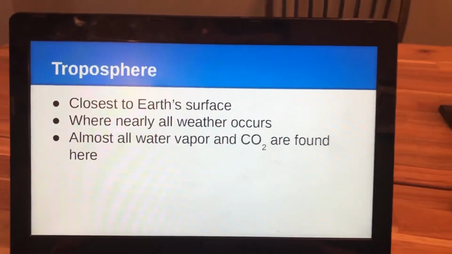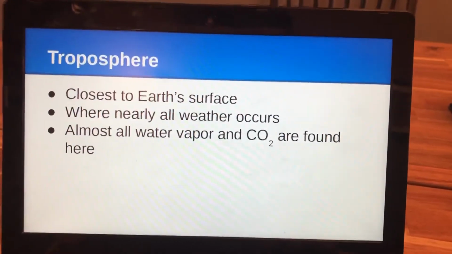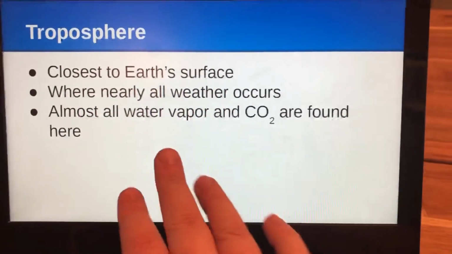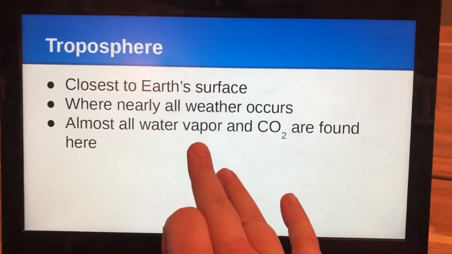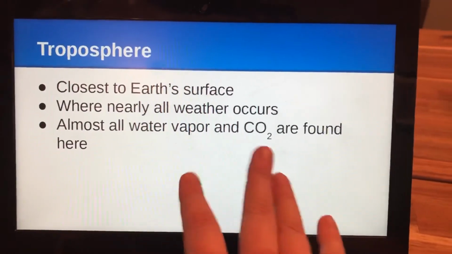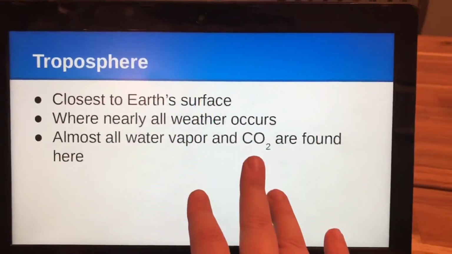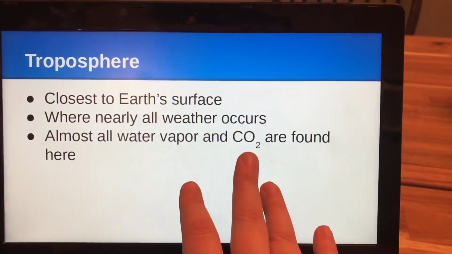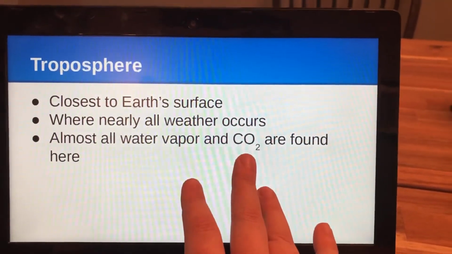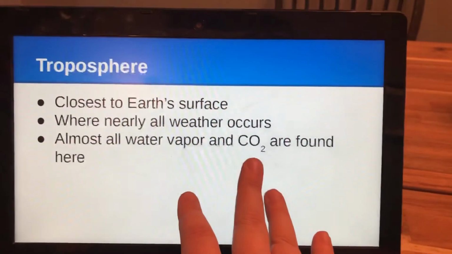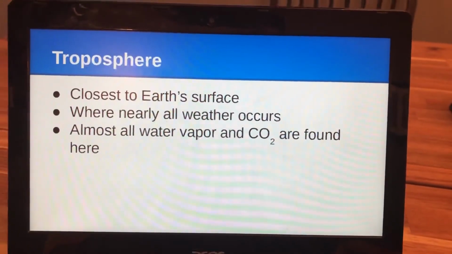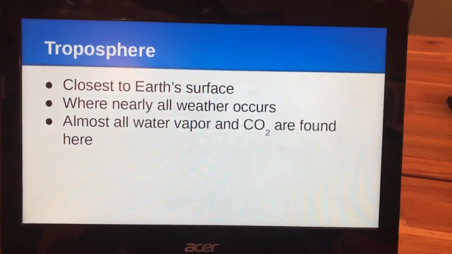Like I said, it's where all weather occurs, and it's where all the water vapor and carbon dioxide are found. Water vapor in the form of humidity and clouds is why all the weather happens here. And CO2, carbon dioxide, is mostly found in the troposphere as well, partly because it's a natural byproduct of our living, plus all of the fossil fuels that we burn, pollution, etc.